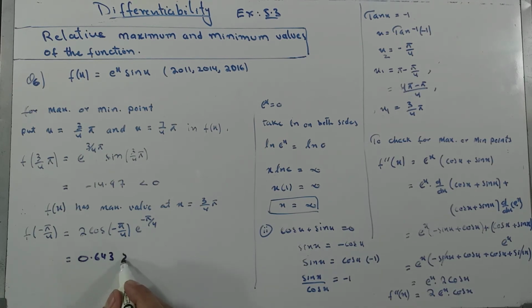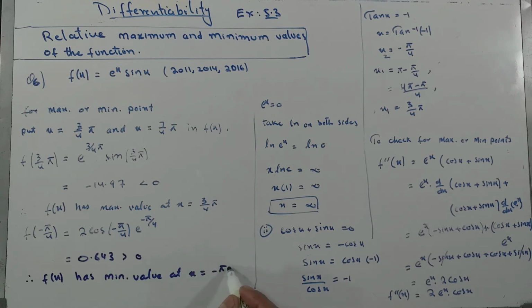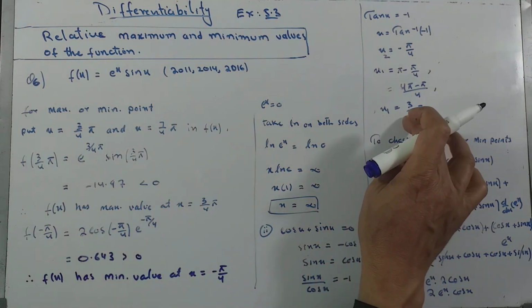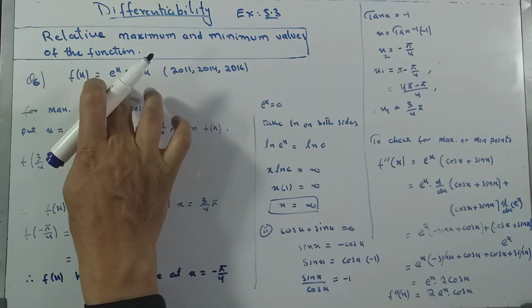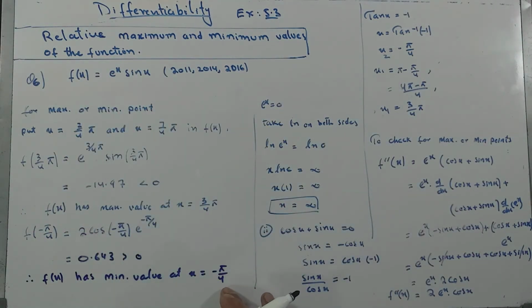0.643 is greater than 0. Therefore, f of x has a minimum value at x equal to minus pi upon 4. So now we have to find the maximum and minimum values of this function. By putting x equal to 3 upon 4 pi in this function we get the maximum value, and with minus pi upon 4 we get the minimum value.